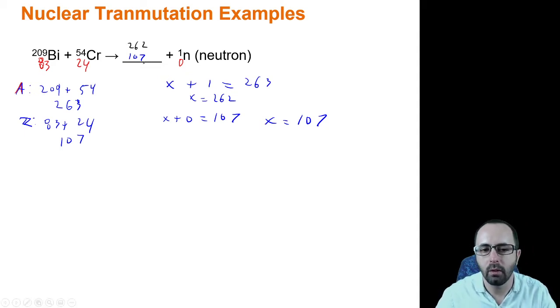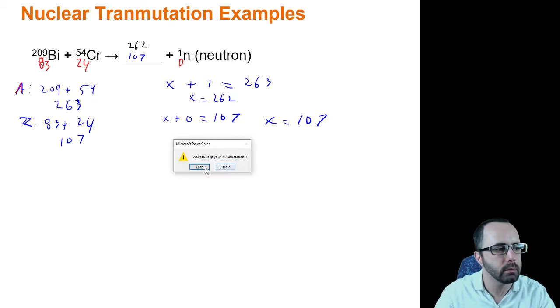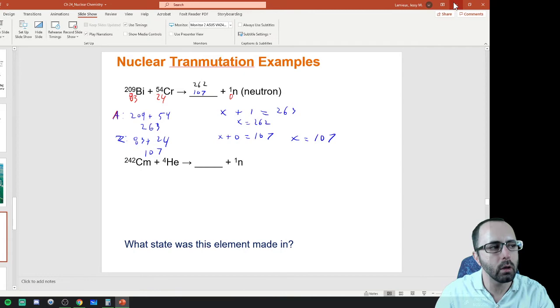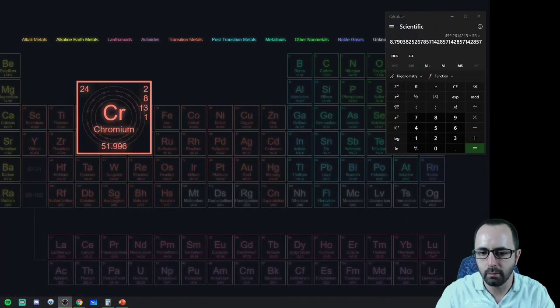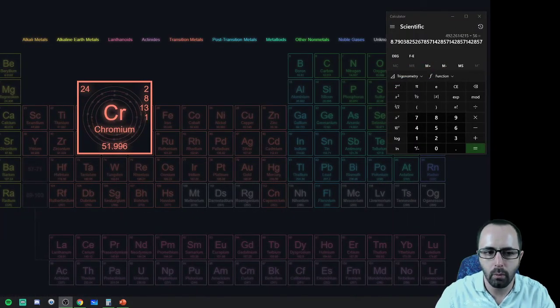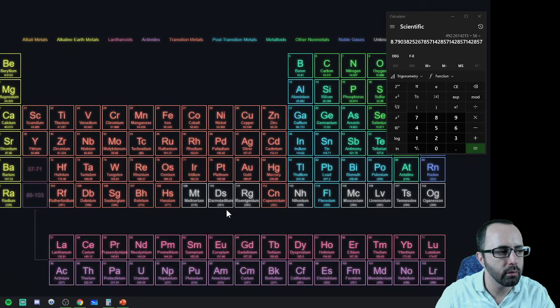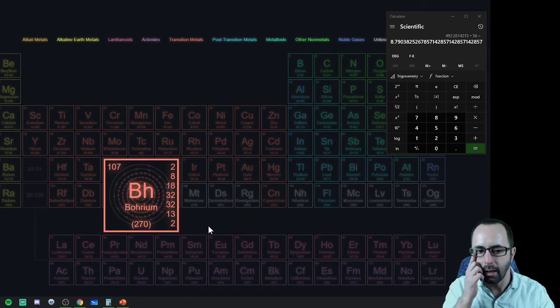And so now we'd have to figure out which element that is. Let's now look, what is element 107? So we look at our periodic table here. We're looking for element 107. We'll find it down here. It is Bh, or bohrium.